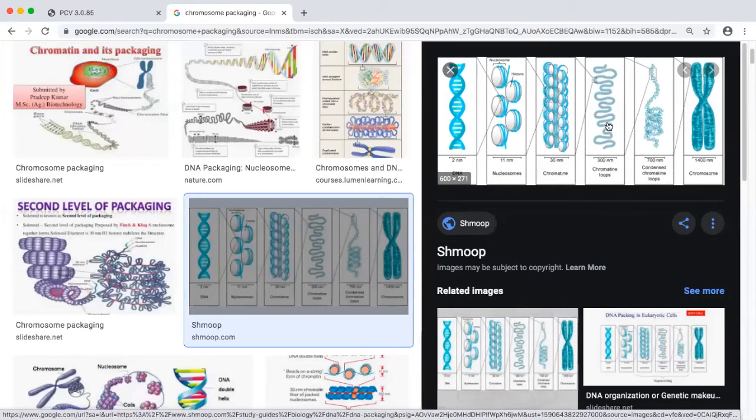Then chromatin loops are formed. From chromatin loops, even further condensation is happening, and then it is finally becoming a chromosome. Okay.